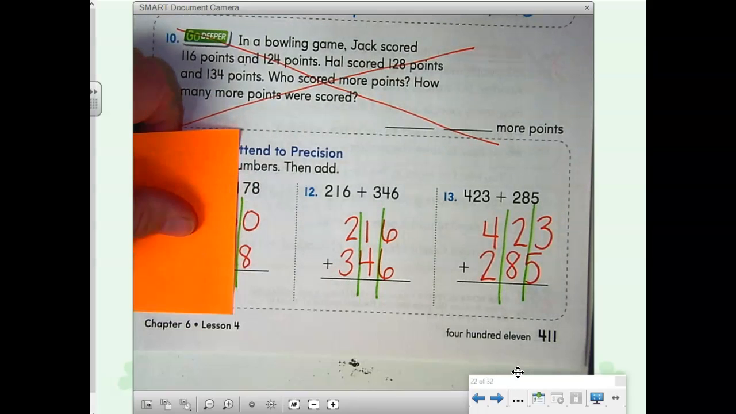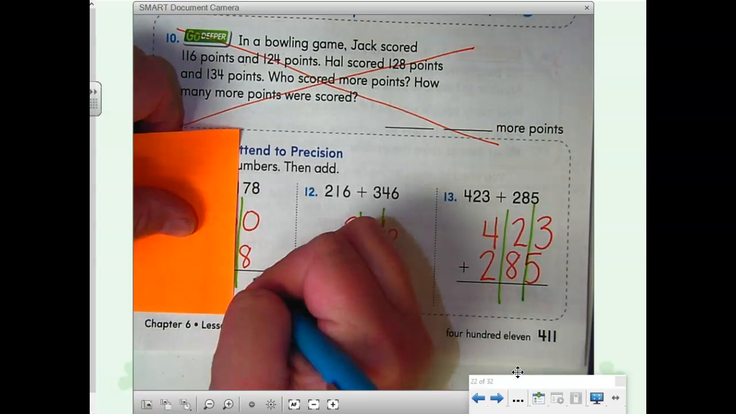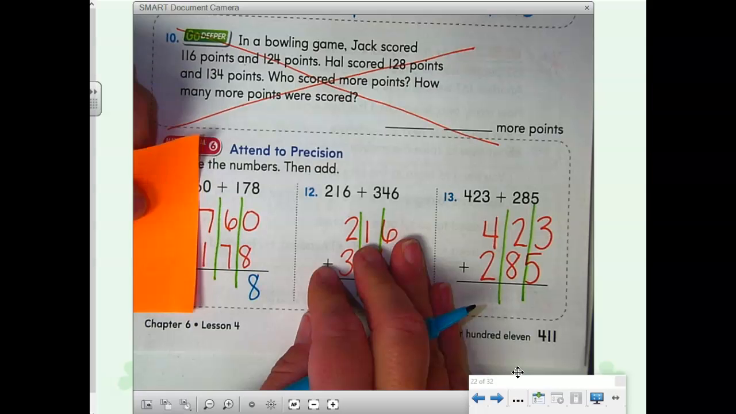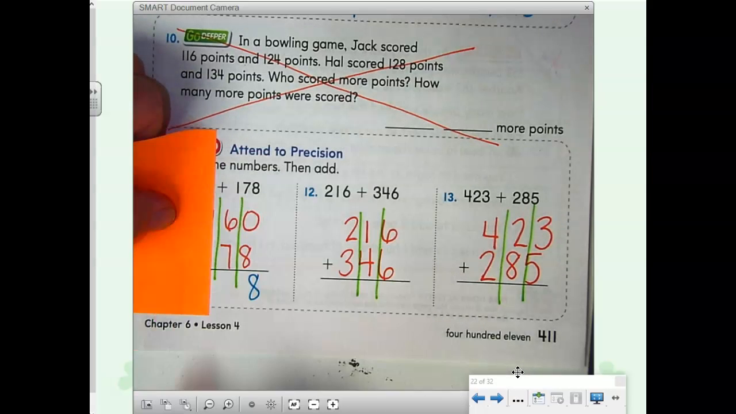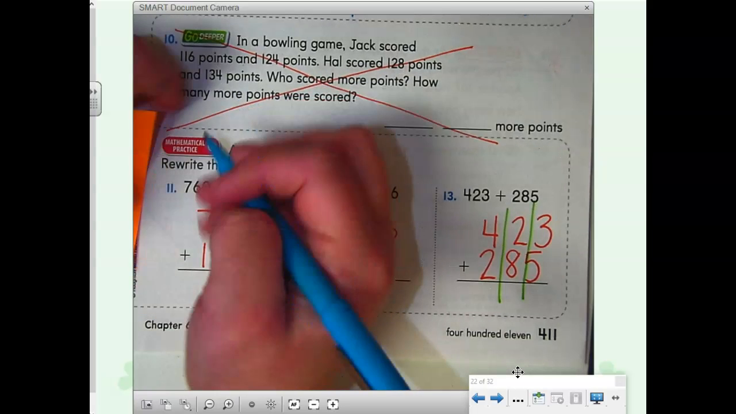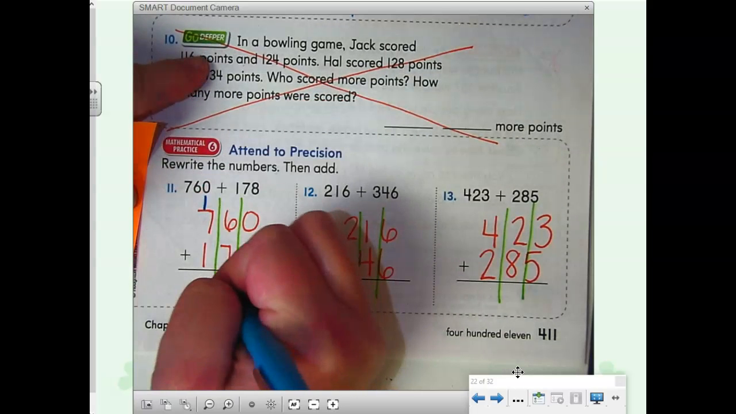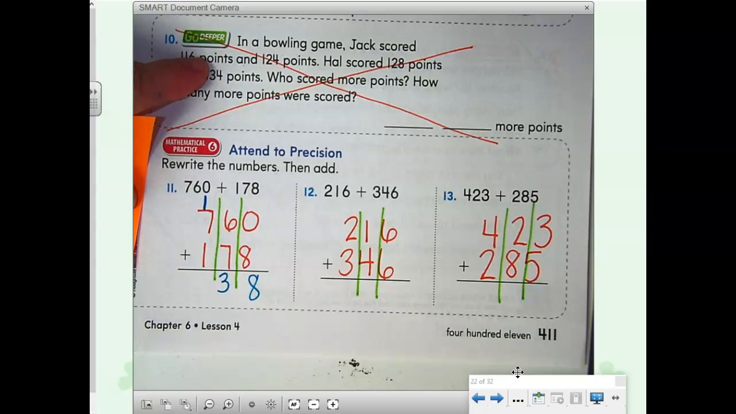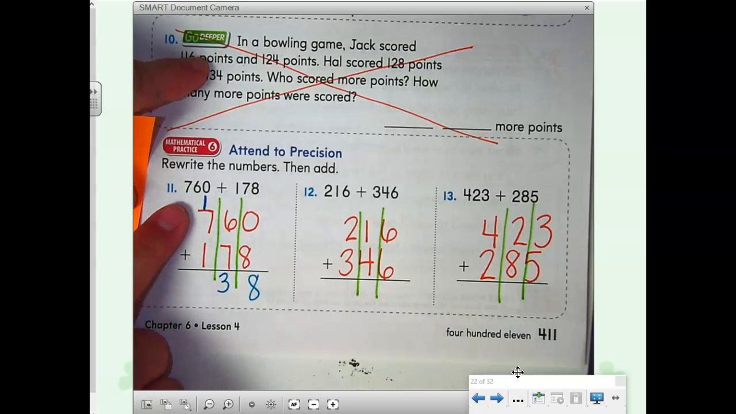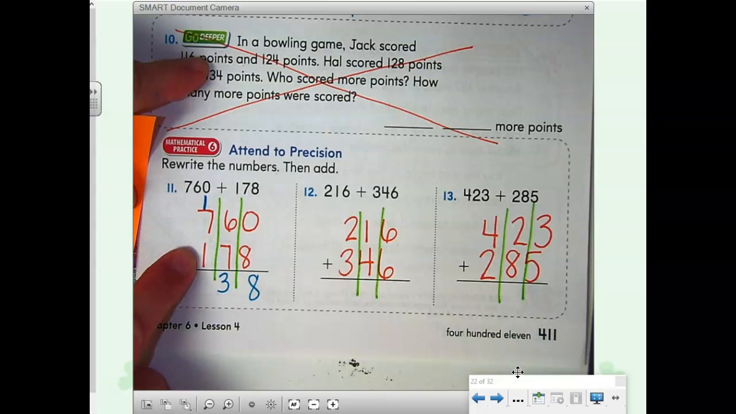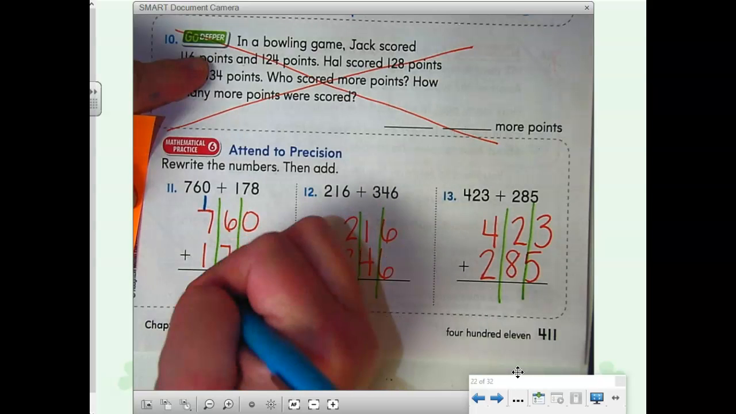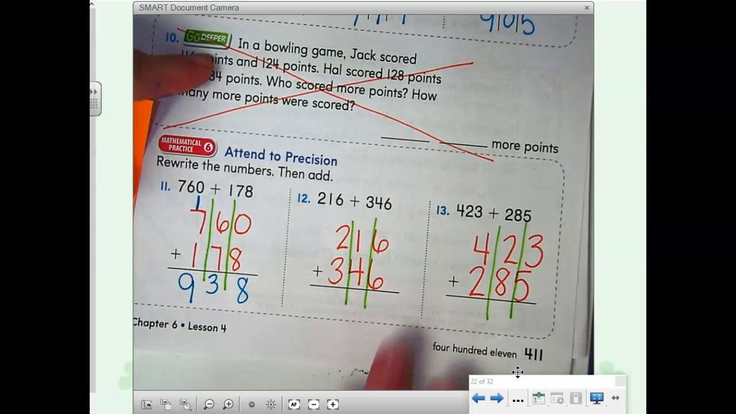Number 11, 760 plus 178. Start with your ones. 0 plus 8 is 8. 6 plus 7 is 13. That is one group of 100 and 3 tens. Now add your hundreds. 1 plus 7 is 8. 8 plus 1 is 9. Your answer is 938.